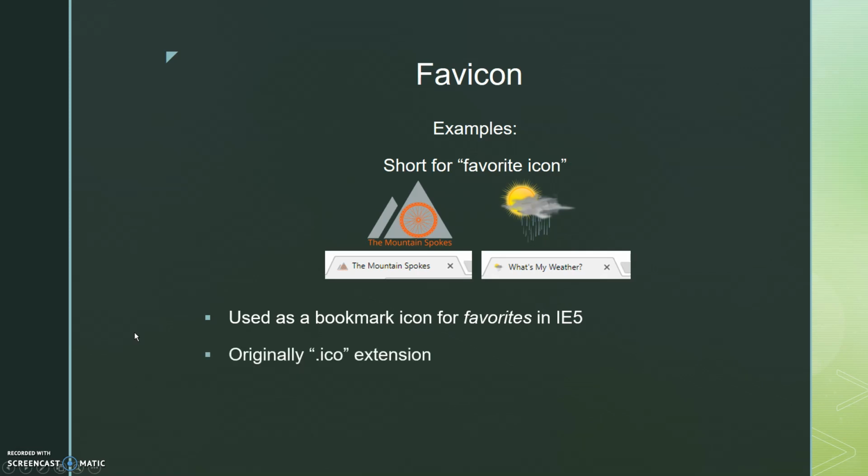Originally, the favicon was a .ico extension. That's not the same anymore. Nowadays, most modern browsers will support the .png or .gif, and most browsers will also support the .jpeg. A few browsers will do a couple other ones, like even animated GIFs, but for the most part, the three main ones are ICO, PNG, and GIF.